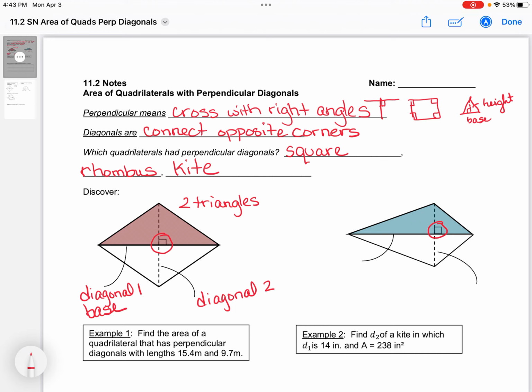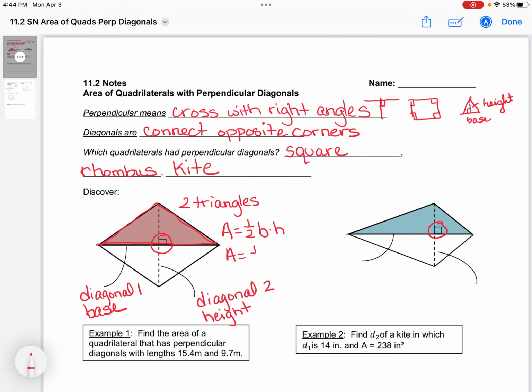one ends up being the base of the triangle, you can see that's shaded, and the other one ends up being the height of the triangle, but it's really 1/2 of that because we're only looking at half of the quadrilateral. So if you look at this top half right here, the base is diagonal 1 and the height is half of diagonal 2. So if I have two triangles, that means the area is going to be 1/2 base times height.